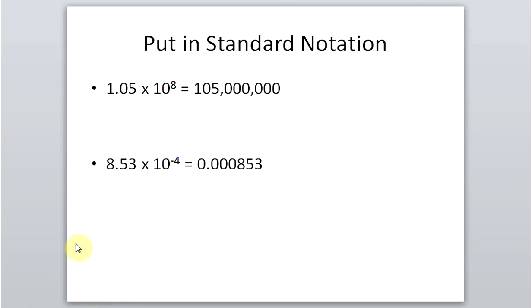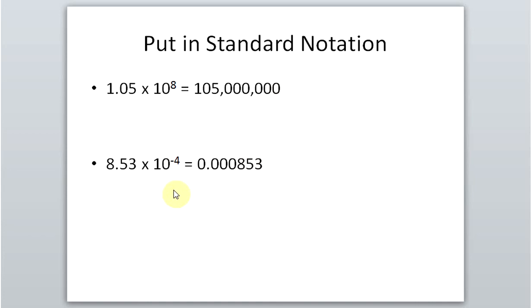To get numbers out of scientific notation, we just have to count how many times we move the decimal either to the right or the left to make it a big number or a little number. So 1.05 times 10 to the 8, that positive 8 exponent means it's a big number, so we're going to take that decimal and move it to the right 8 spots. So if we move it over, we've got 1.05, it's going to move 1, 2, 3, 4, 5, 6, 7, 8.